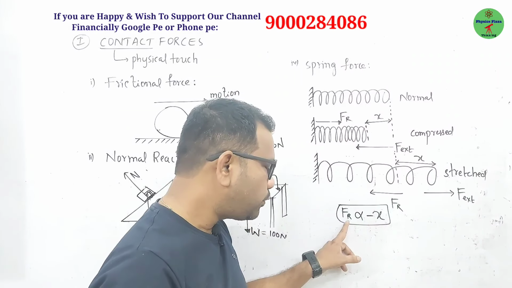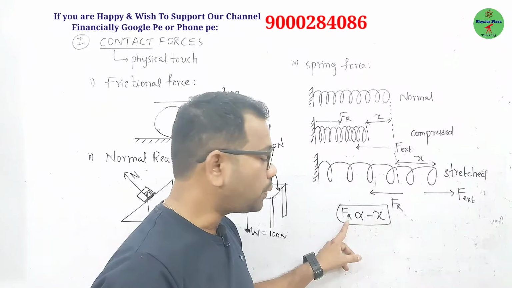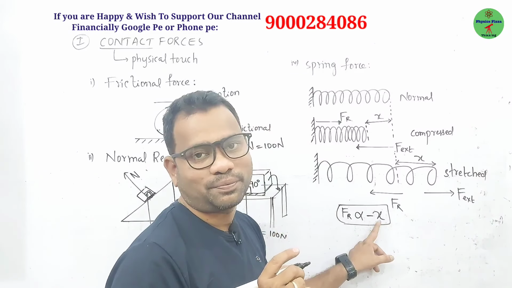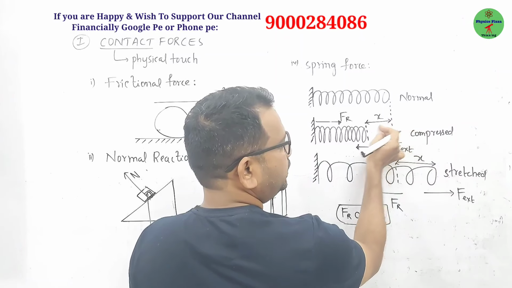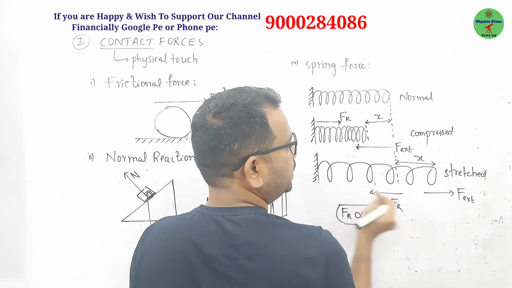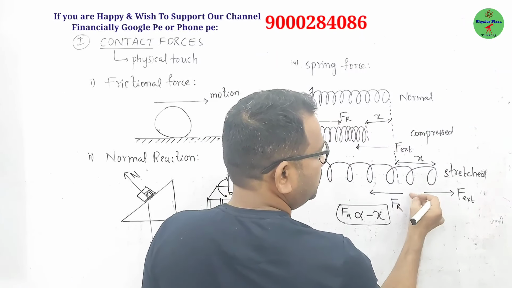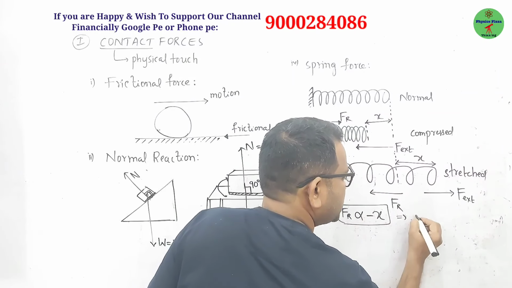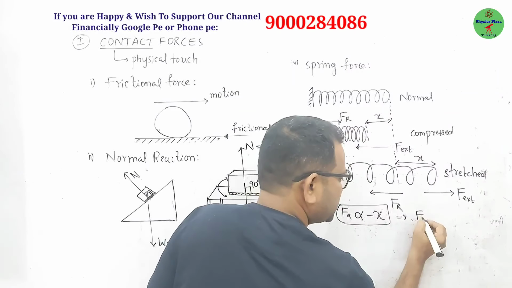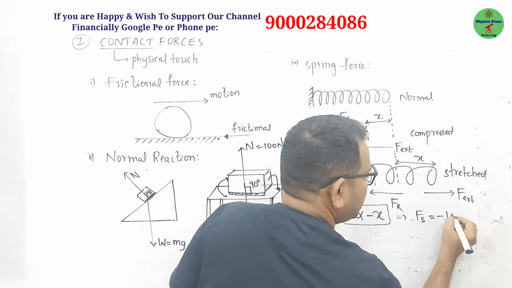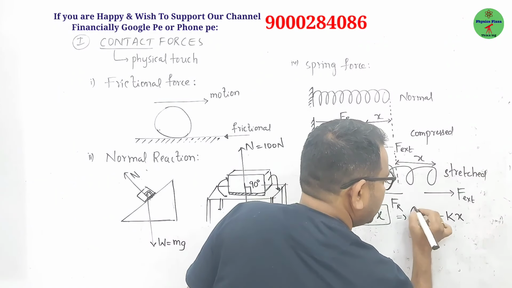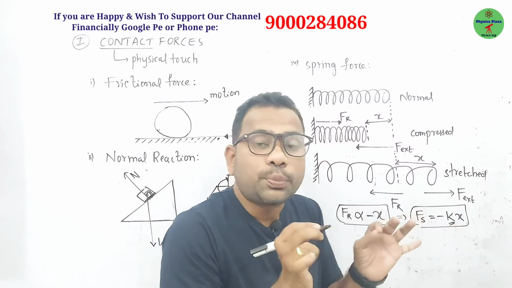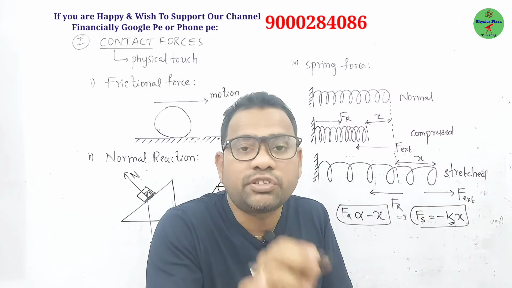So the spring force is always proportional to either the elongation or compression, but in the opposite direction, because displacement will have this direction, force is in this direction. Displacement is in this direction, but restoring force is in this direction. So here we can write simply, restoring force or spring force, anything, as minus kx. So what is k here? Spring constant. It depends on the nature of the spring.